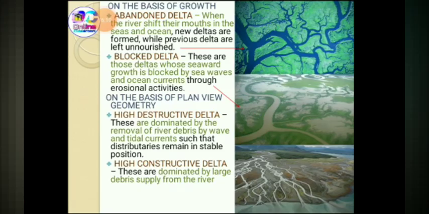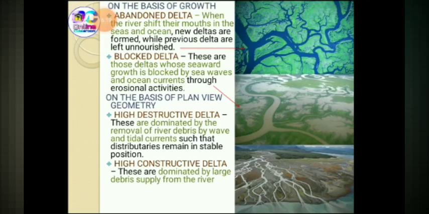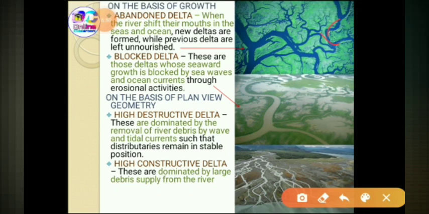We know that the river has a common feature of moving. Abandoned means the river has a feature of moving its course from time to time. So if it has been moving from time to time, it changes its courses. When it shifts its course, the previous delta is abandoned or left unnourished, giving rise to its abandoned delta. So in this diagram, this is a previous course which is left unnourished when the river shifted its course to this area. While blocked deltas are formed when the seaward growth of the delta is blocked by the sea waves. So in this, the river is moving in its own way, but the areas are blocked by the sea waves or due to erosional activity, giving rise to this blocked delta.